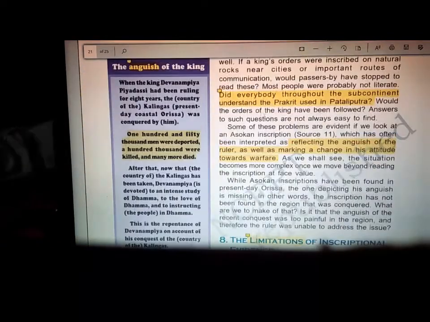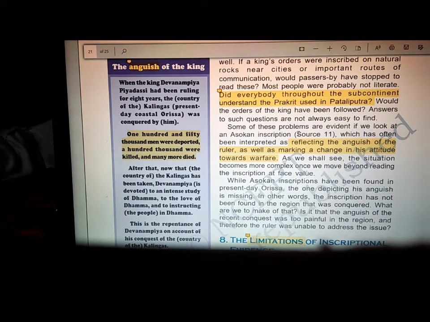Now these are the coins of the Indo-Greek king Menander. You can see that here they have written something. It might be the name of the king. This is the image of the king, and they have also discussed the identity, so it identifies the king's role. These are the questions like, how can we throughout the subcontinent understand the Prakrit used in Pataliputra? So it is not sure that the people were using this language.